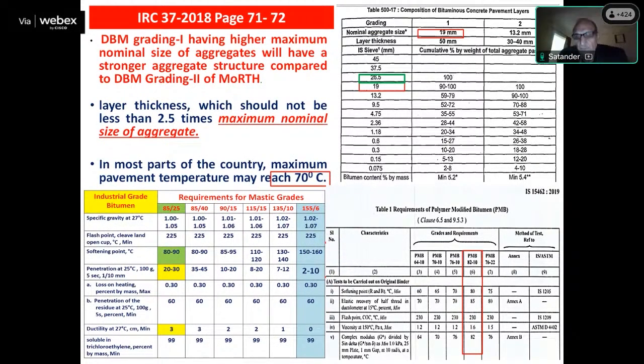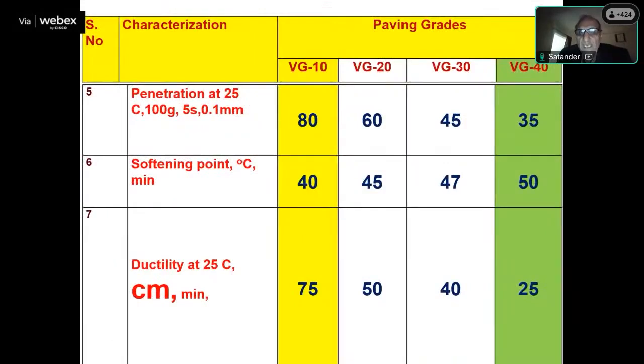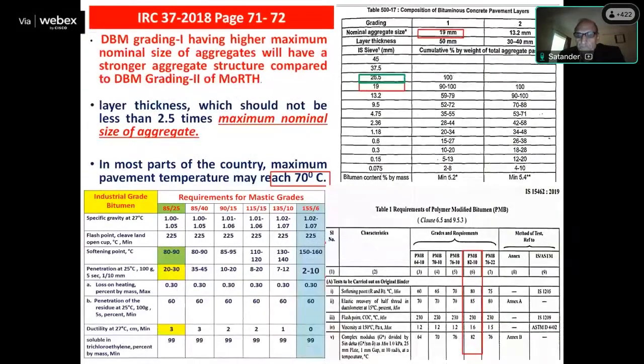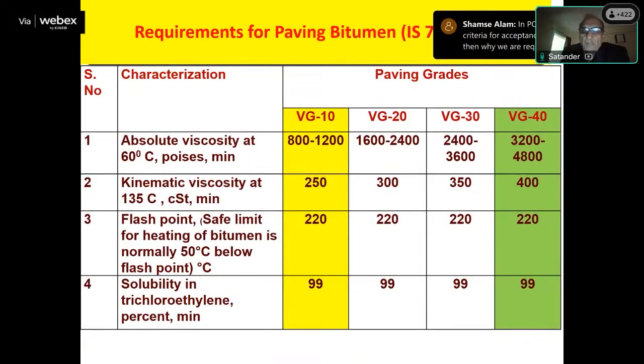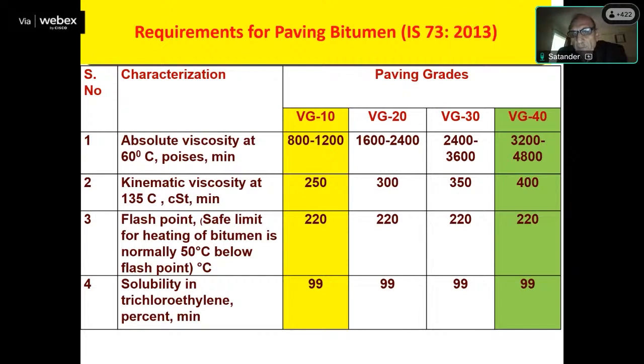Yes sir, earlier we were using VG grade bitumen. First, the numbers have some meaning. If you multiply this number with 80, you will get the viscosity. If you multiply with 120, you will get the other viscosity. You can see it, 80 into 10, 800. The maximum, if you multiply with 120, you will get the highest viscosity.